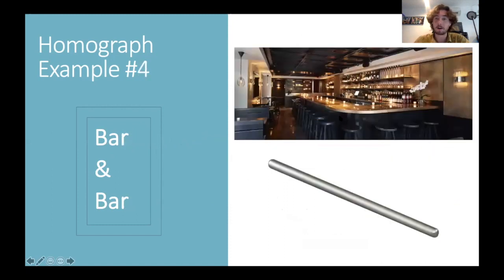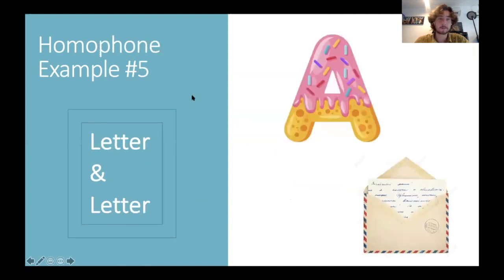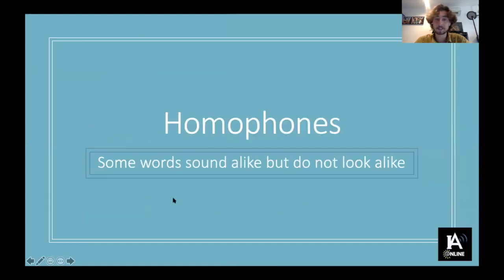And then there's a bar, like where we go to have a drink with some friends, to pass the time with some friends. And then there's a metal bar, a metal bar like this. And then there's a letter like the letter A or the letter B, C, D. All of those are letters. And then there is a letter where you send a letter. I'm sending a letter to a friend. This is a letter.